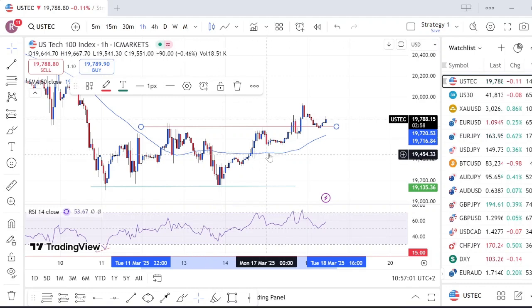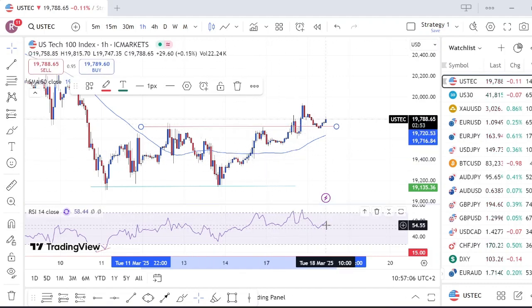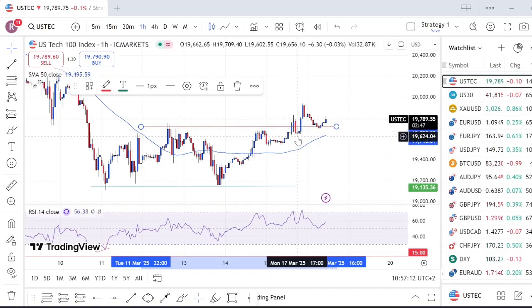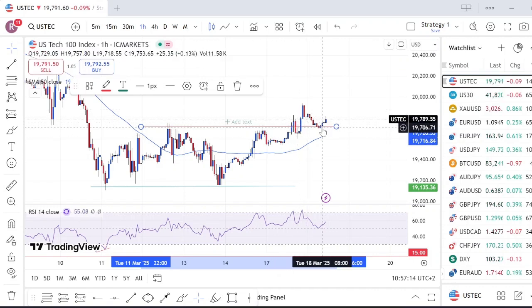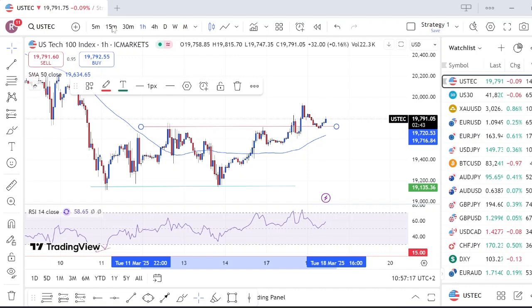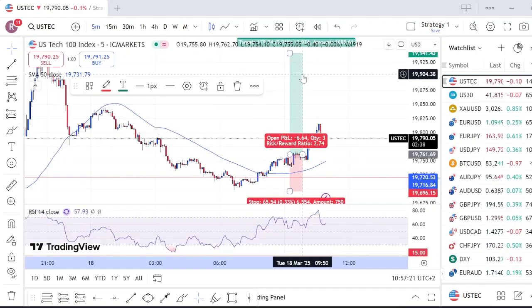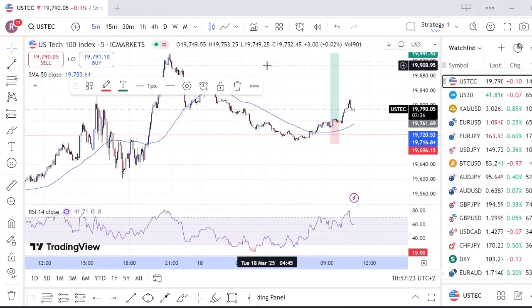Just to further reiterate, we can see price has broken above the 50 MA, and we are definitely trading between 50 and 70 on the RSI, so that is a lot of bullish confluence, not to mention the break and retest level here at 19,720.